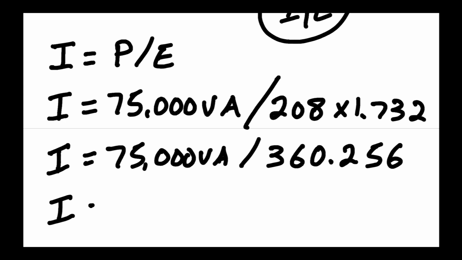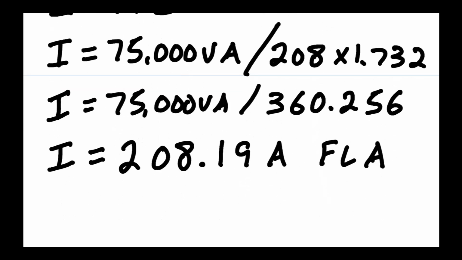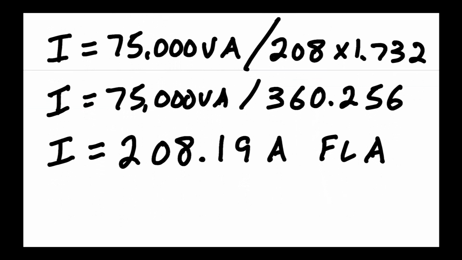So my amps now on my secondary side are going to be 75,000 divided by 360.256. And the amps are going to be 208.19 amps. And that's going to be the full load amps on that transformer. So, okay, what do we do now, Steve, that we got this 208.19 amps? And don't confuse it with the 208 volts. It just happens that they came out to be very similar numbers.